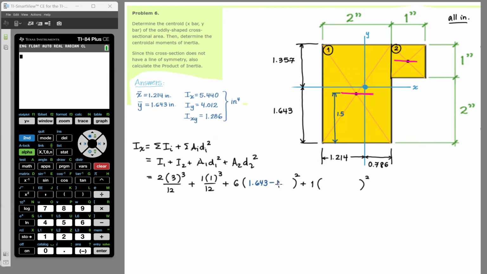1.643 minus 1.5. Okay, so that looks good. I'm going to leave this dimension. You want to know what I'm going to do actually? Oops, throwing on the level layer. That's kind of embarrassing. Okay. Use your imagination.